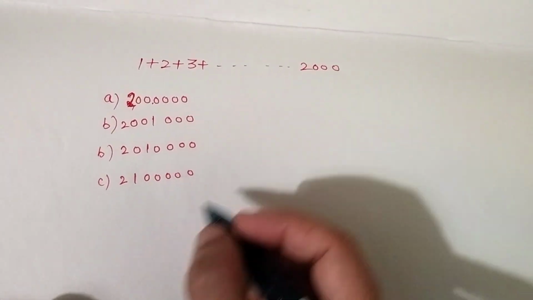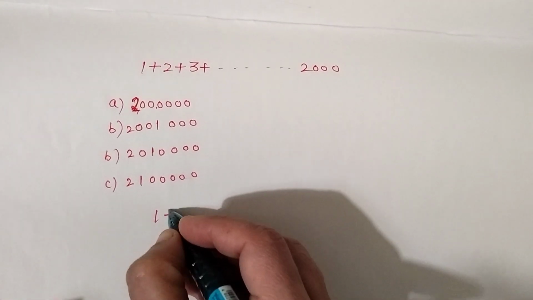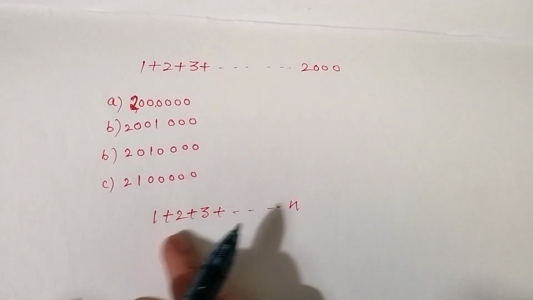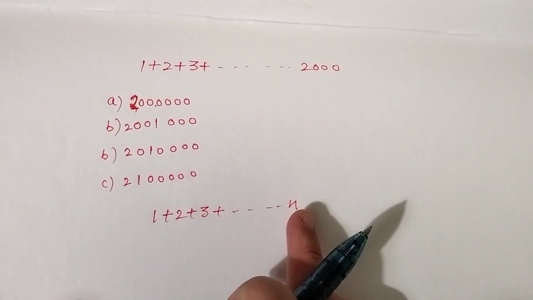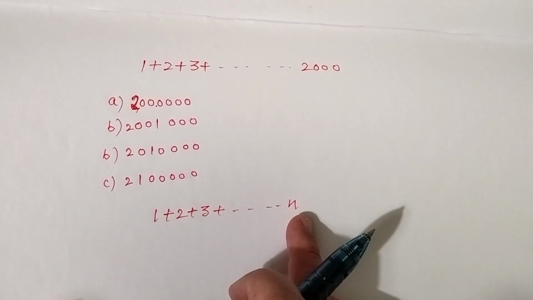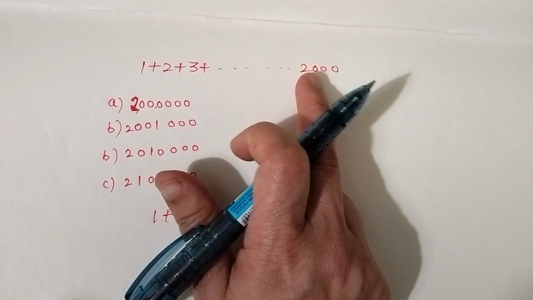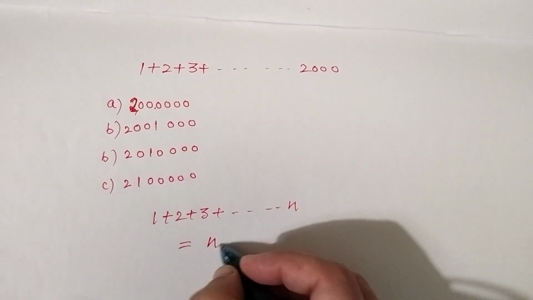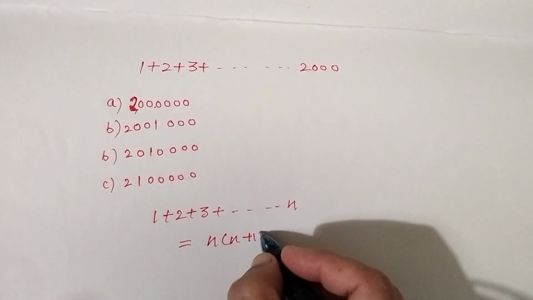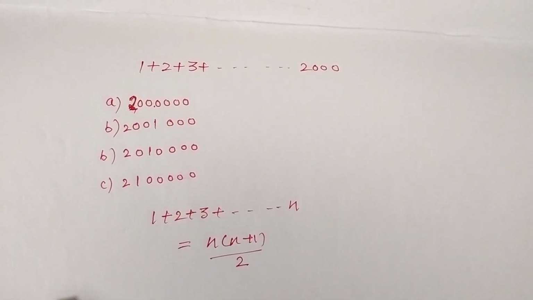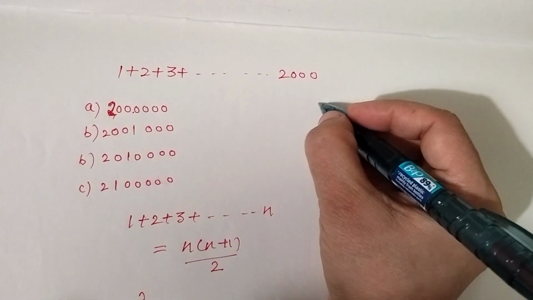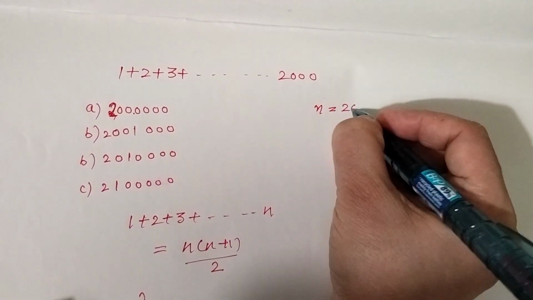What is that formula? If you add 1 plus 2 plus 3 up to n, where n can be 10, 11, 12, whatever. Like here we have n as 2000, so you just need to apply this formula: n times n plus 1 by 2. Okay, so here n is actually 2000.